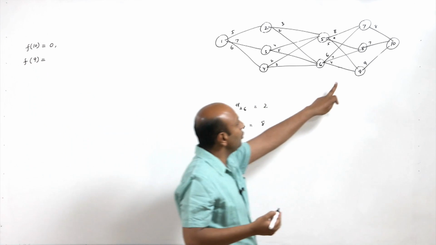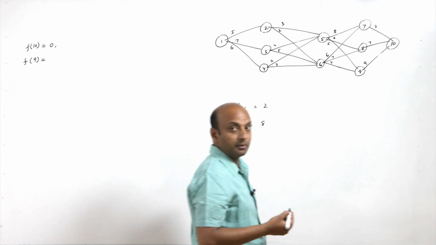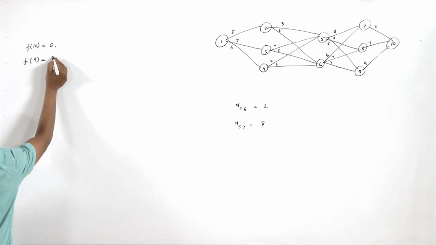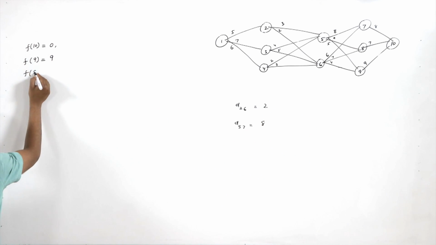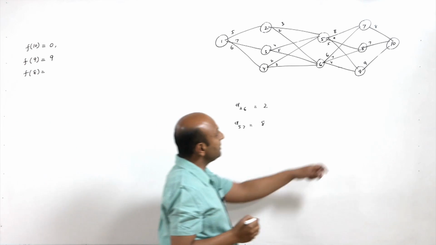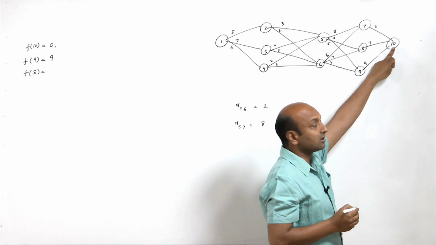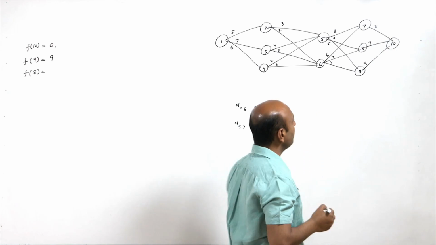If you want to find F9, that means the minimum distance from node 9 to node 10. From node 9 to node 10, there is only one path, so the minimum distance is 9 only. Now suppose you want to find F8. F8 will be the minimum distance from node 8 to node 10. There is only one path here, so it is 7 units.